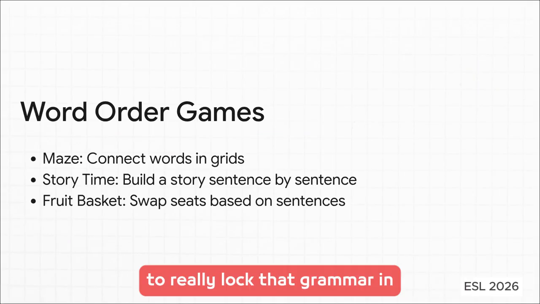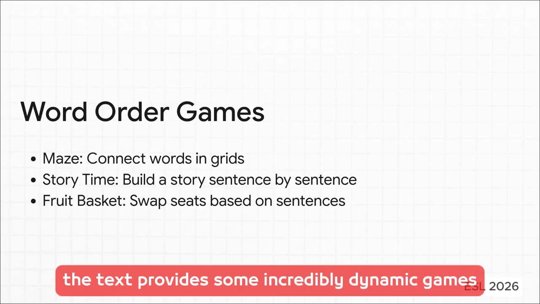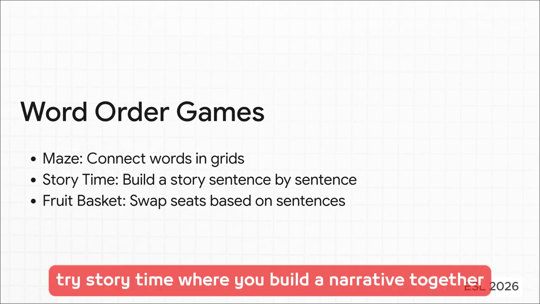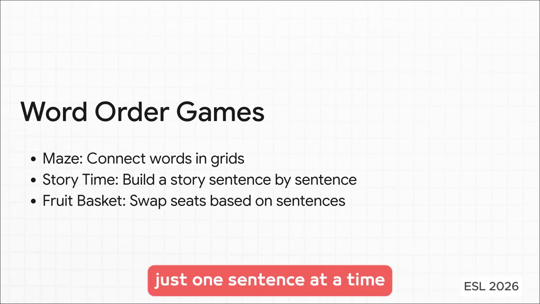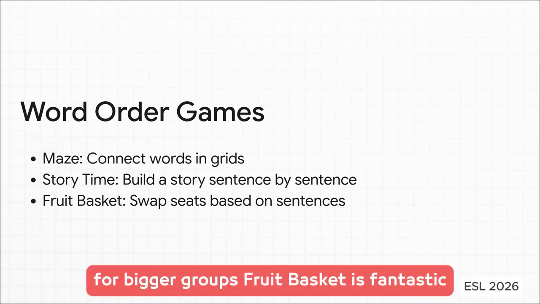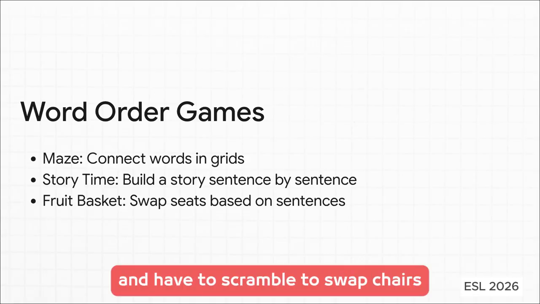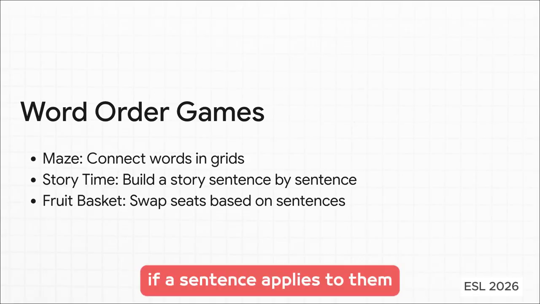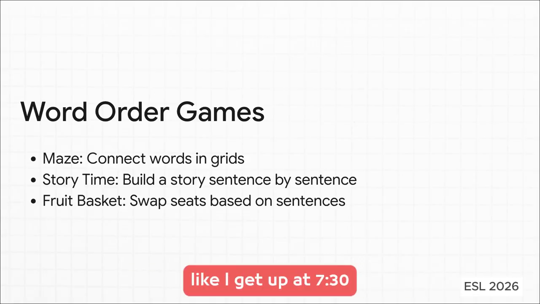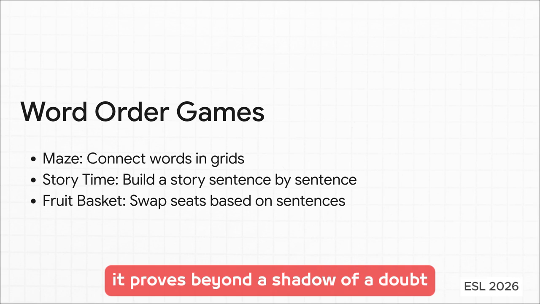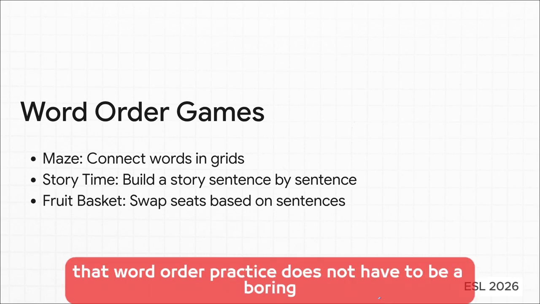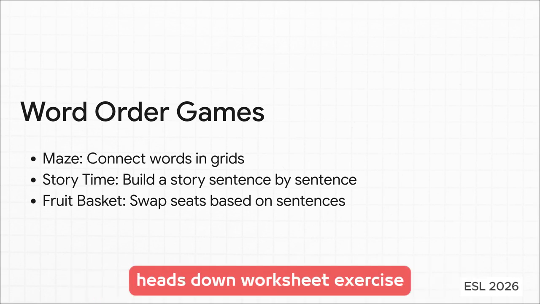To really lock that grammar in, the text provides some incredibly dynamic games. If you have a small class, try story time, where you build a narrative together, just one sentence at a time. For bigger groups, Fruit Basket is fantastic. Students sit in a circle and have to scramble to swap chairs if a sentence applies to them, like, I get up at 7:30. It proves beyond a shadow of a doubt that word order practice does not have to be a boring heads-down worksheet exercise.